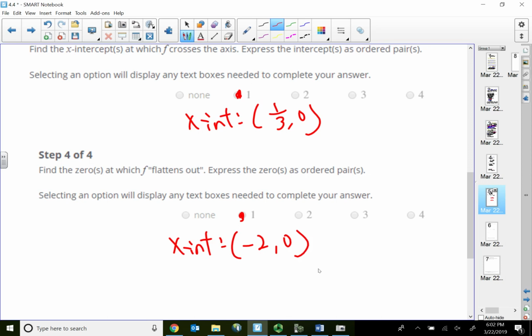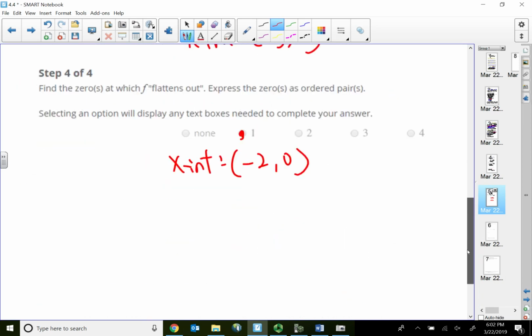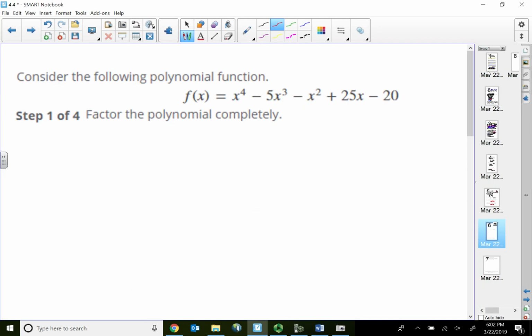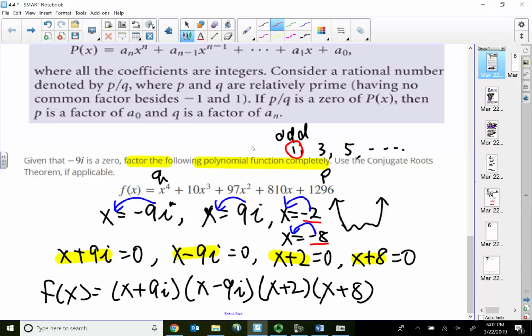So let's try another one. Before I do this particular example, I want to go back and visit some of these problems that we did in objective 1. In this particular problem, the degree was 4, and you want me to factor the polynomial completely.